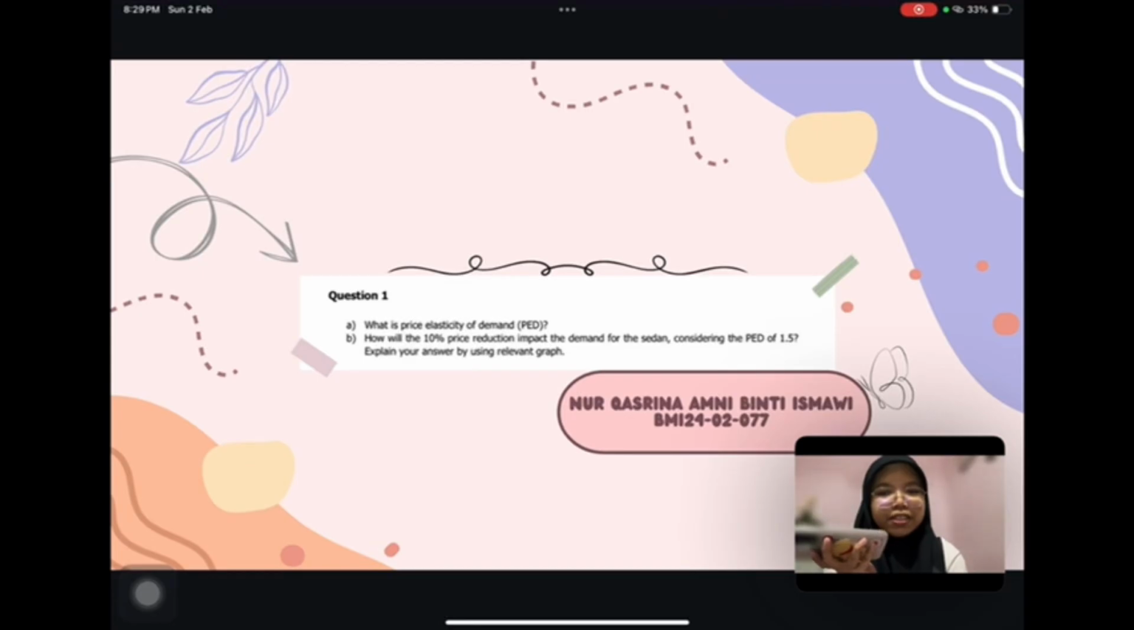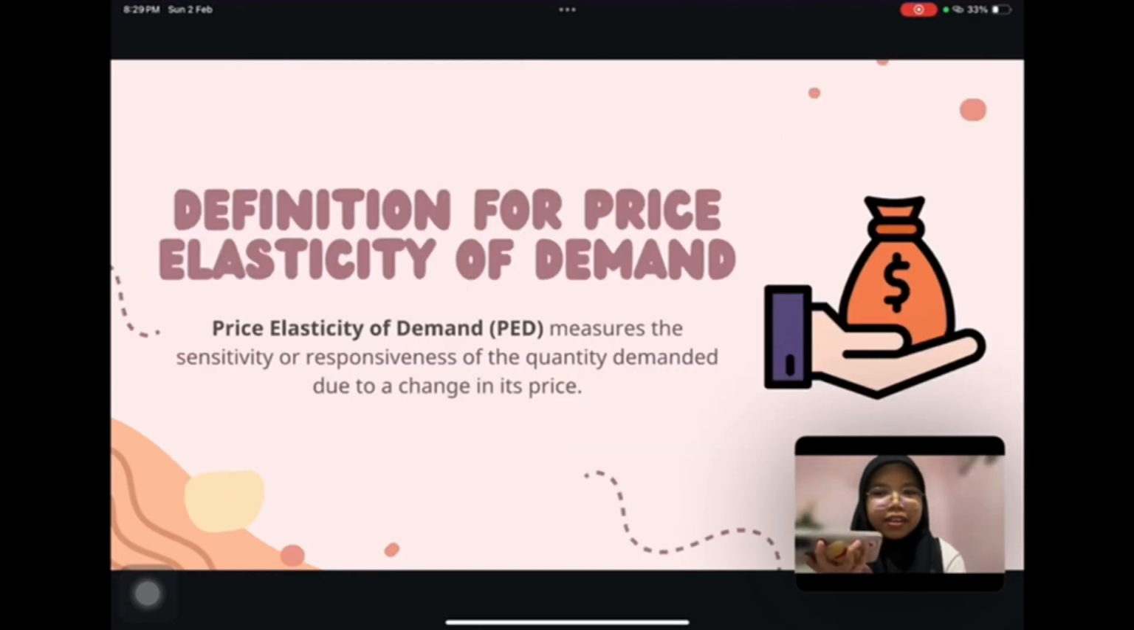Today I will be presenting on how to answer question 1. The first question is, what is price elasticity of demand? The definition for price elasticity of demand is, it measures the sensitivity or responsiveness of the quantity demanded due to a change in its price.